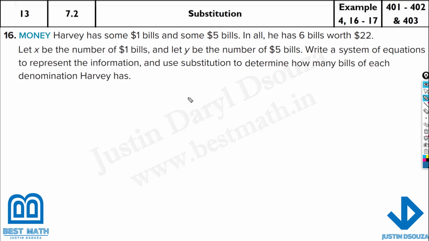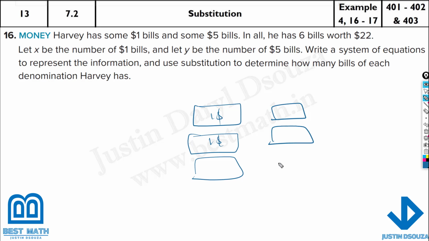Let's look at this problem. Harvey has some $1 bills and some $5 bills. So he has notes, like $1. Some of them are $1 here, and some of them are $5. Okay, the 5 must be bigger, to be honest. Anyways, these are all $5. Just imagine, we don't know exactly how many he has. In all, he has 6 bills worth $22.